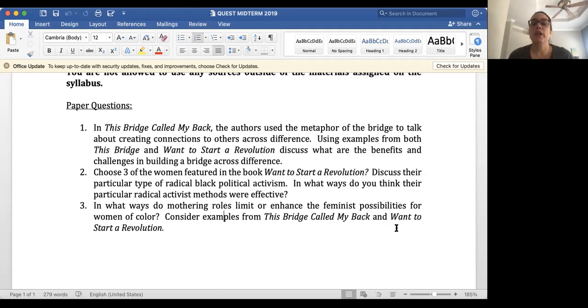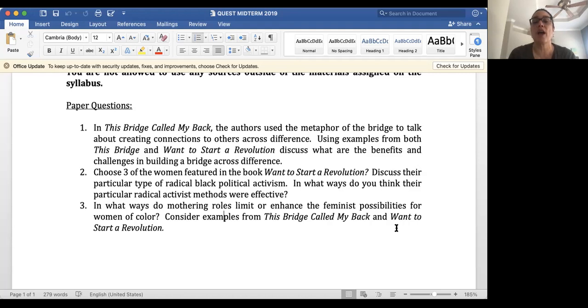Okay, so bring examples from, there were some essays in This Bridge Called My Back where the authors really focused on being mothers or other relationships to their mothers. And in Want to Start a Revolution, we saw some examples of some of the women taking on a kind of radical mothering role. Okay, so talk about their mothering role and whether you think it limits or enhances feminist possibilities.